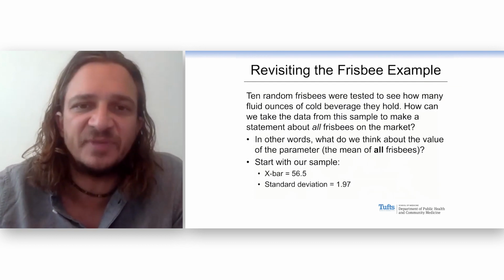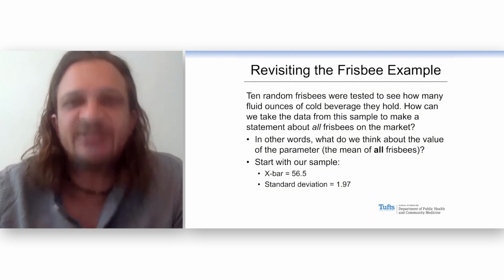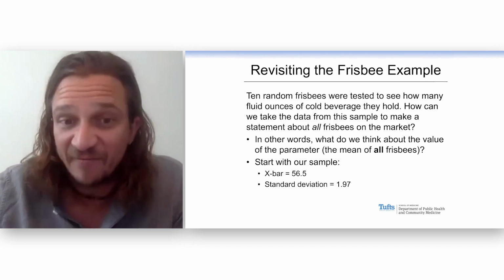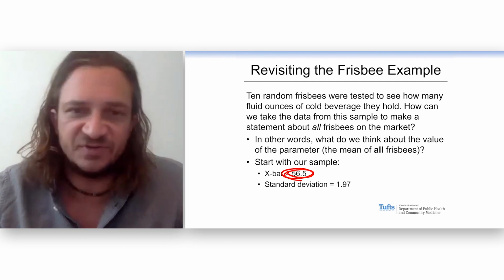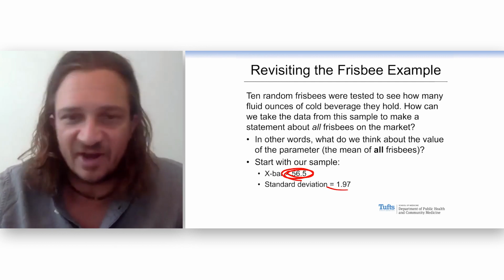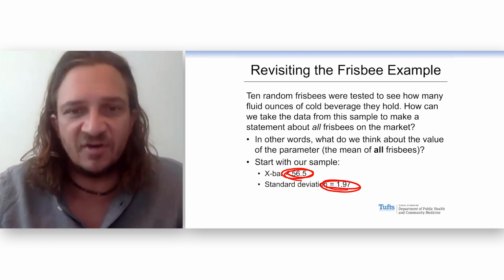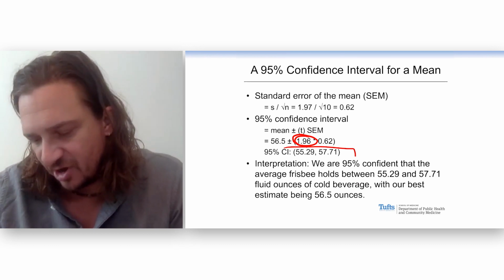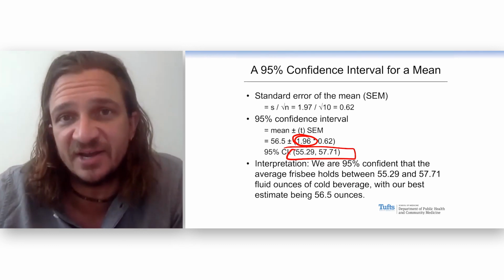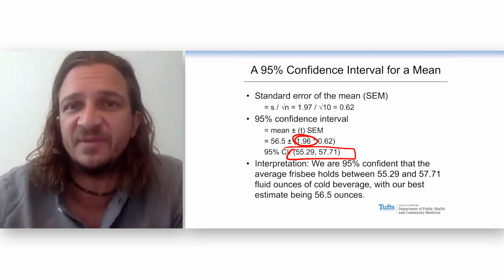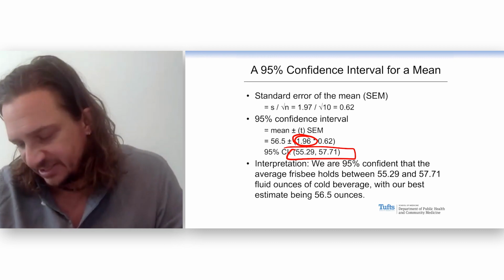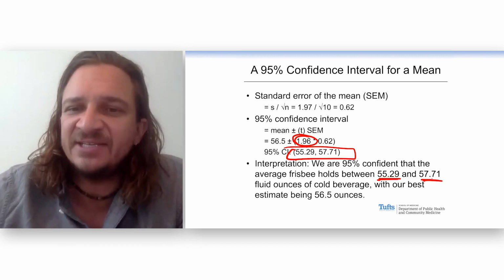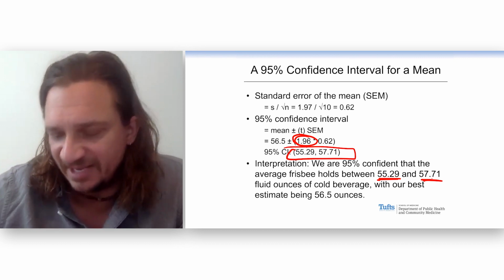So if we go back to the Frisbee example, let's say we wanted to estimate how much, I almost said beer, how much liquid can fit in the average Frisbee. We took our mean, which was 56.5. We took our standard deviation, and we made a confidence interval that used 1.96 as the multiplier. And here was our CI. So we are 95% confident that the true Frisbee, the average Frisbee, the population of Frisbee holds between this and this.